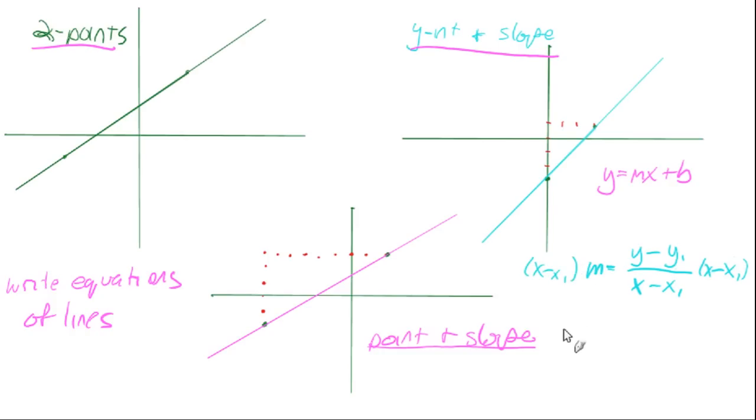then we get y. We will get y eventually here. y minus y1 equals m times x minus x1. Okay, and this is what is called point-slope form.